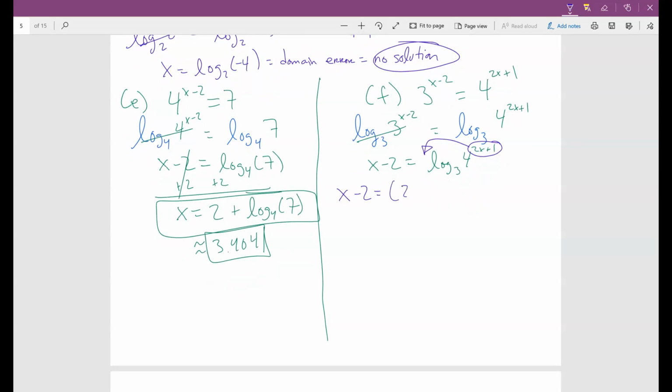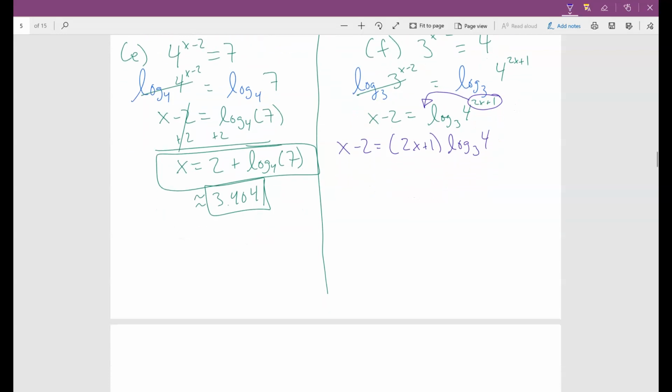So you're going to have this 2x plus 1 here, and then you have log base 3 of 4, which is just a number, something that we can plug into the calculator. Okay, so now what we want to do is get all the x's on one side. Remember, this is just a number. So let's just FOIL this out. You're going to have x minus 2 is equal to 2x log base 3 of 4 plus log base 3 of 4.